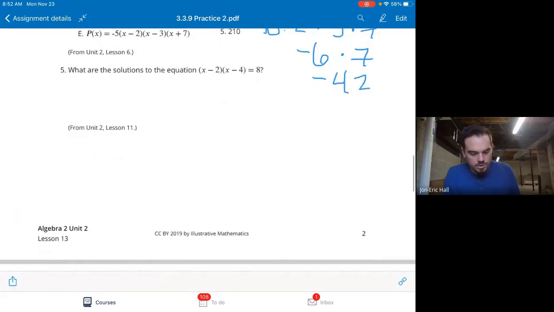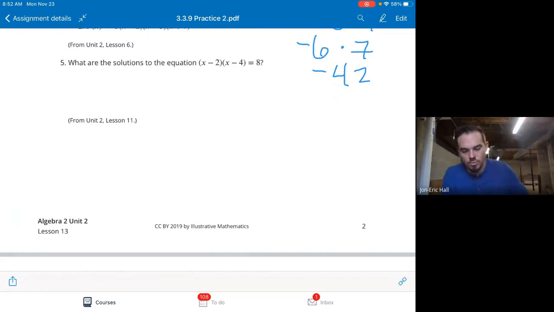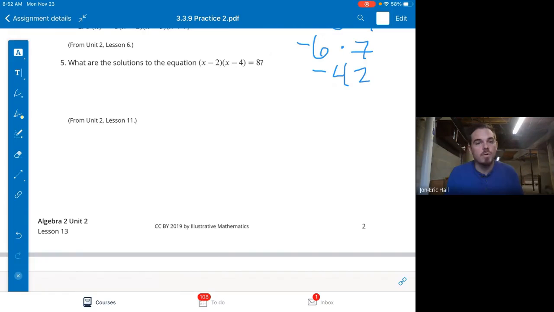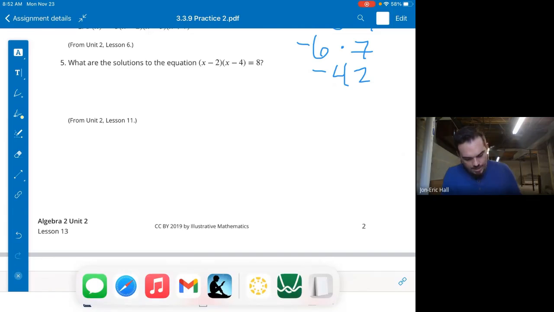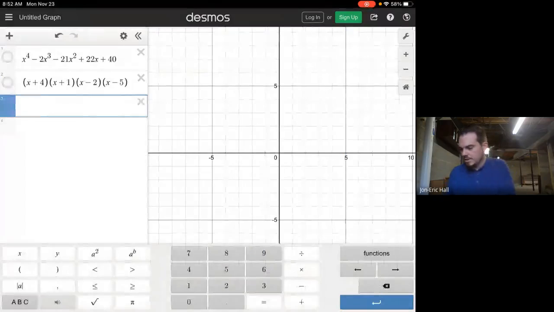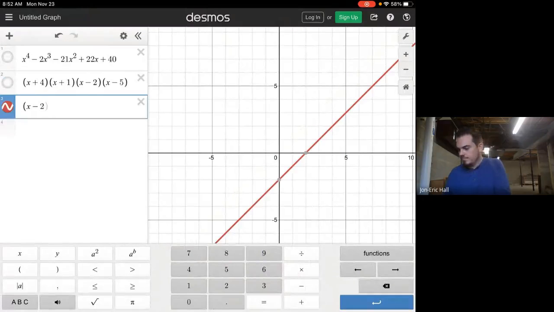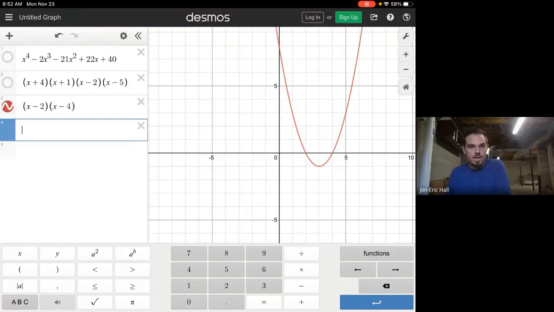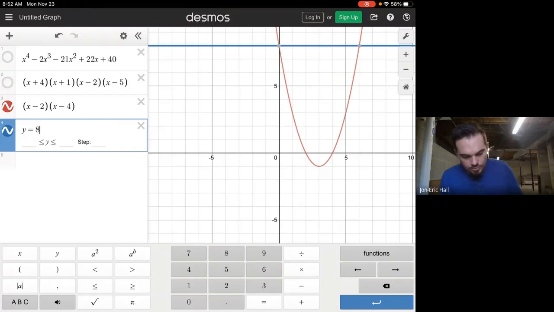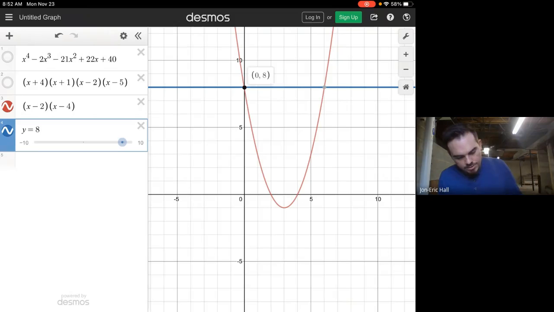What are the solutions to the equation x minus 2 times x minus 4 equals 8? Two ways to do it. You can graph, see where they cross at 8. So I could go back to my Desmos. Let me get rid of those. And I could take this x minus 2, x minus 4, and then I'll put y equals 8 here. And I'll see where they both cross. And it crosses here at 8, 0, and 6, 8. So my solutions would be at 0 and 8. Right? That would be at 0 and 8.